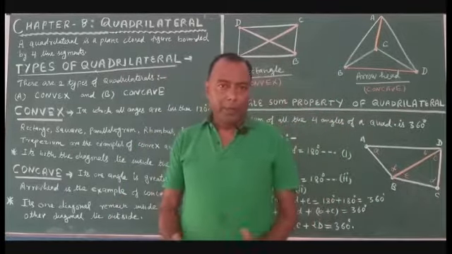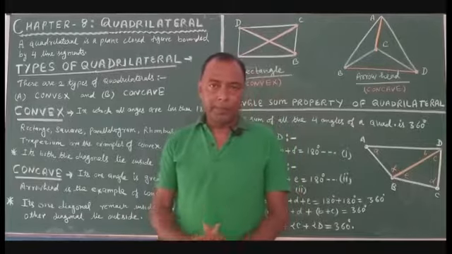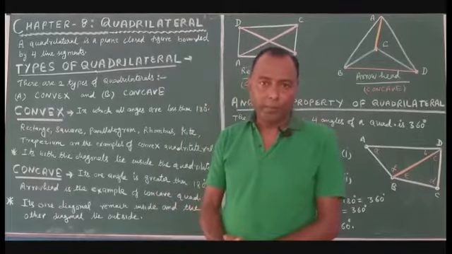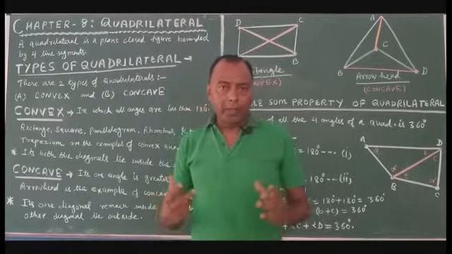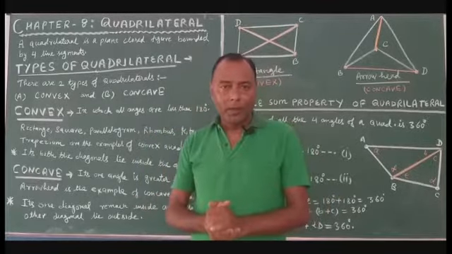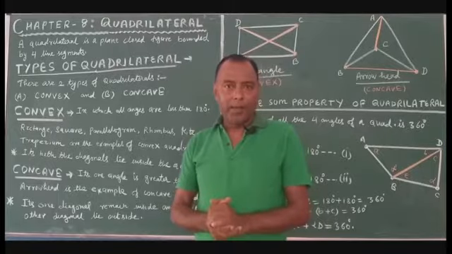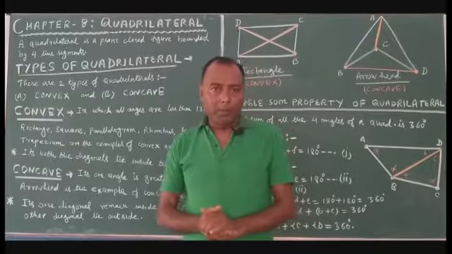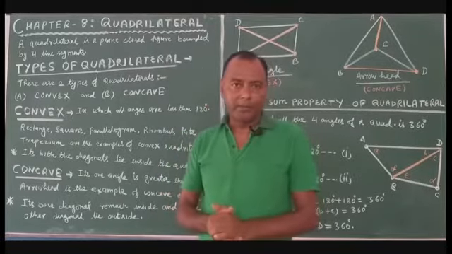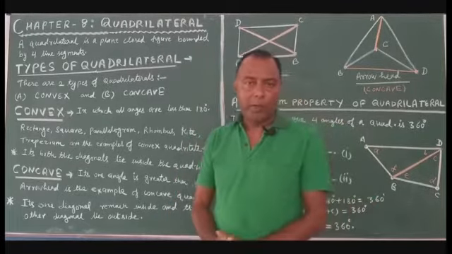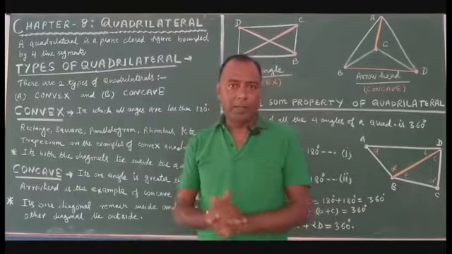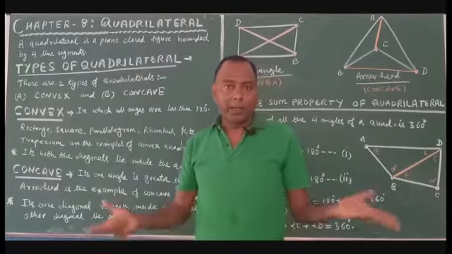So today we are starting chapter 8, Quadrilaterals. In fact, what is a quadrilateral? A quadrilateral is a plane closed figure bounded by 4 line segments. Just look at some examples.